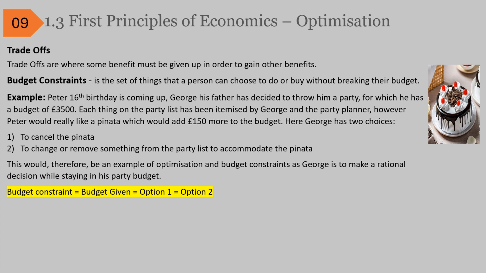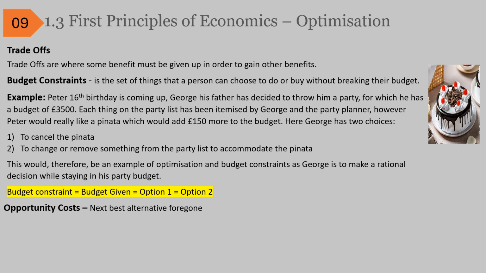So what this means is that George has a budget of 3,500. He can't exceed the budget that has been set, and he has to make choices that would either be to cancel the pinata or to remove something, so that the budget can just remain 3,500 rather than exceed it. And therefore, this could be an example of optimization and budget constraint, as George has to make a rational decision while staying in his party budget and not break the party budget, as well as have the pinata. And to not have the pinata is something that he has to consider in order to really weigh out the potential risks without breaking the bank.